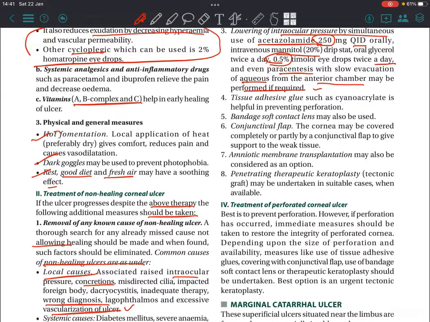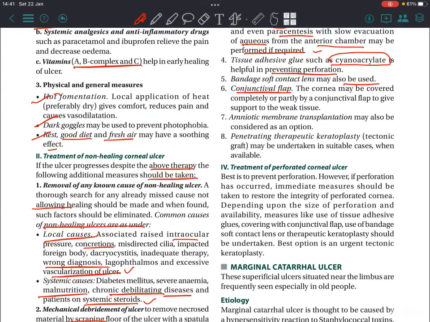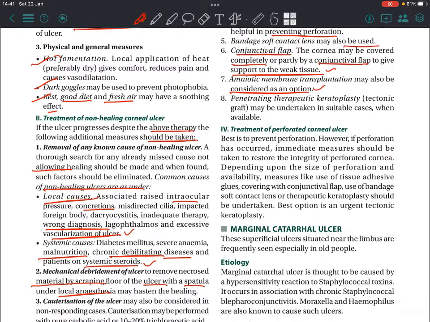Tissue adhesive glue such as cyanoacrylate is helpful in preventing perforation. Bandage soft contact lens may also be used. Conjunctival flap: the cornea may be covered completely or partly by a conjunctival flap to give support to weak tissue. Amniotic membrane transplantation may also be considered as an option. Penetrating therapeutic keratoplasty may be undertaken in suitable cases when available.